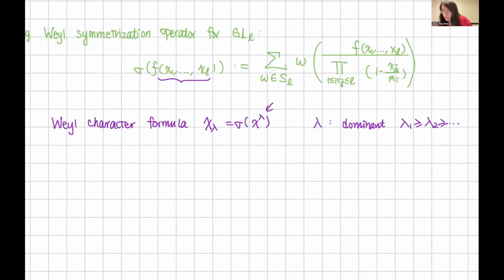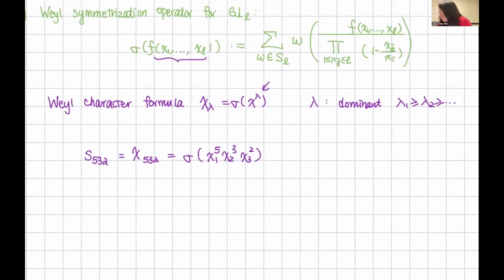So for example, if I want to create the Schur function, say (5,3,2), okay? So that is the same as chi_{5,3,2} because everything is positive here, okay? And then by this formula, that just means that it is sigma of x1 to the 5, x2 to the 3, and x3 squared, okay? So what does that mean? That means you can just plug it in.